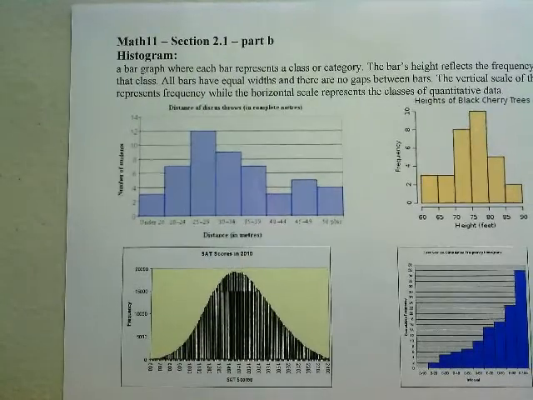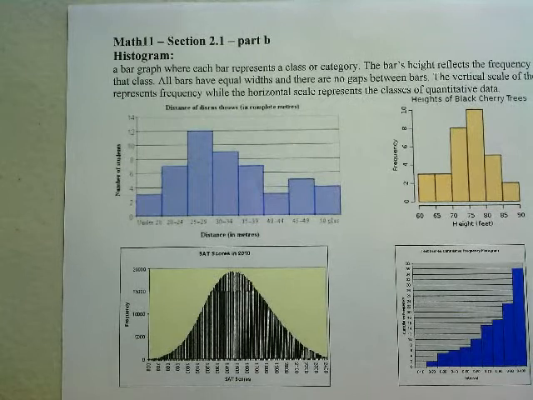Here is one for SAT scores, and you can see that it has that normal distribution to it. And this, of course, is the SAT scores for all the tests combined, because it goes up to 2,400. But you can see how that goes.